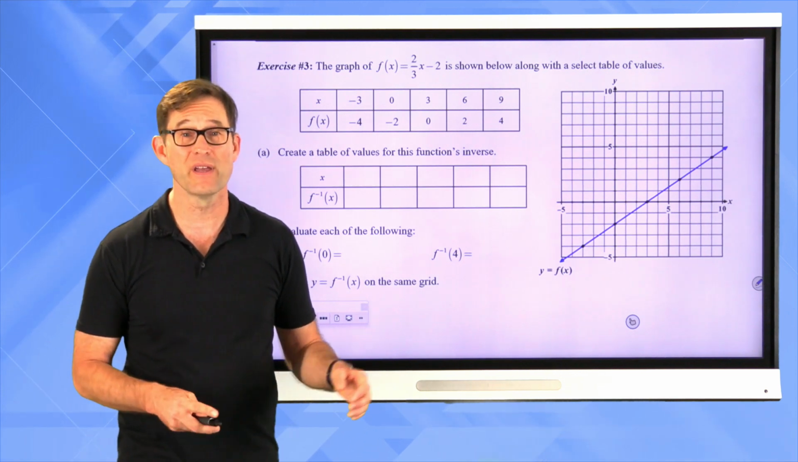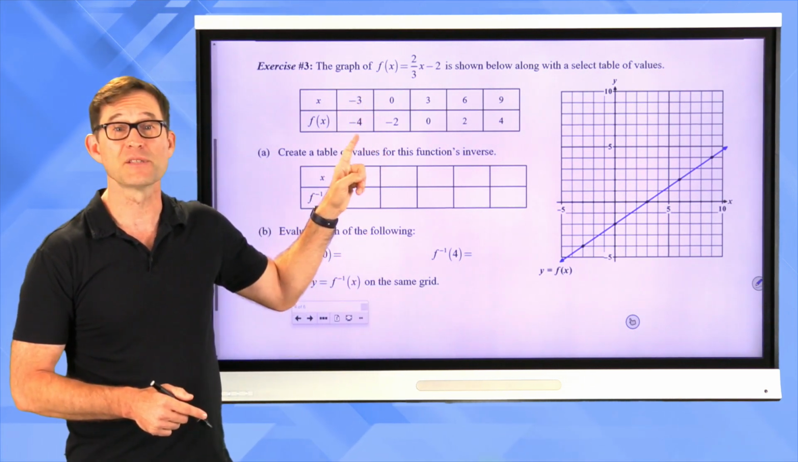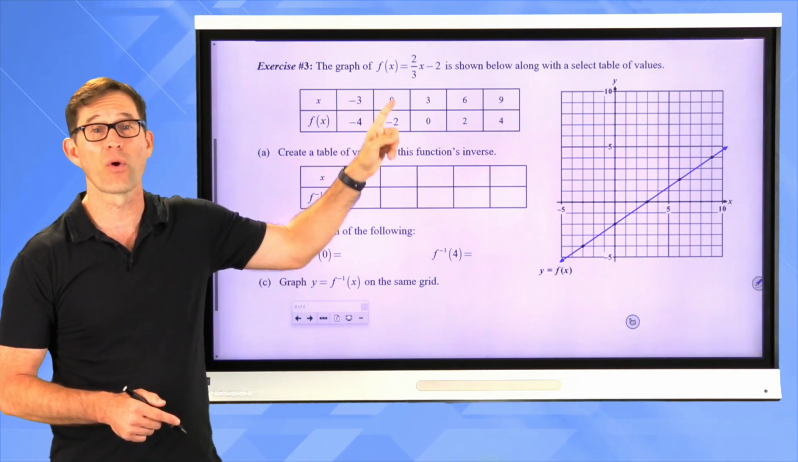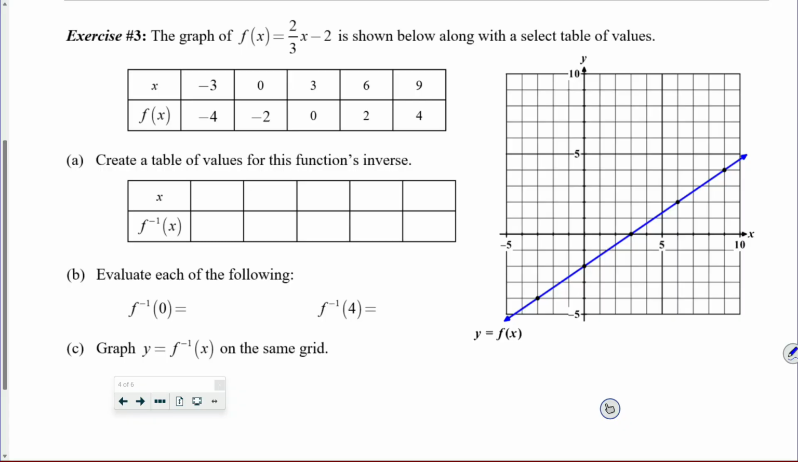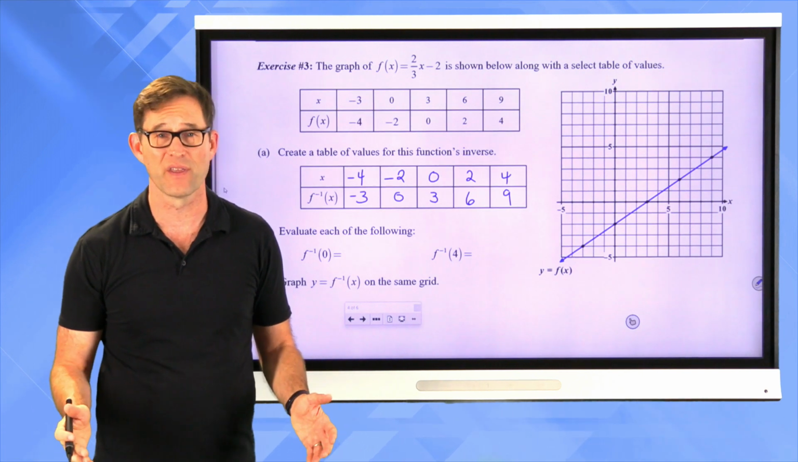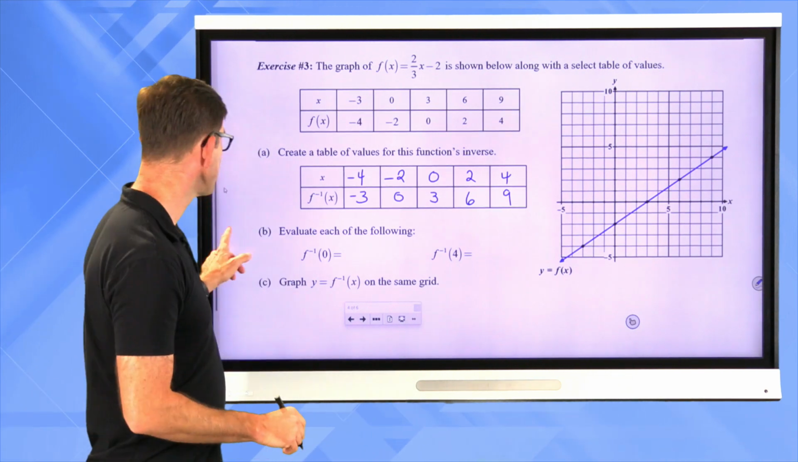All right, well, to just reiterate, if negative 3 gets mapped to negative 4 using the function, then using its inverse, negative 4 has to get mapped back to negative 3. We just switch. If 0 gets mapped to negative 2, then negative 2 gets mapped to 0. If 3 gets mapped to 0, then 0 has to get mapped to 3 in the inverse, etc., etc. In other words, switch the x and y coordinates. That's it. I mean, you don't get any easier than that. And now, let's use that a bit.